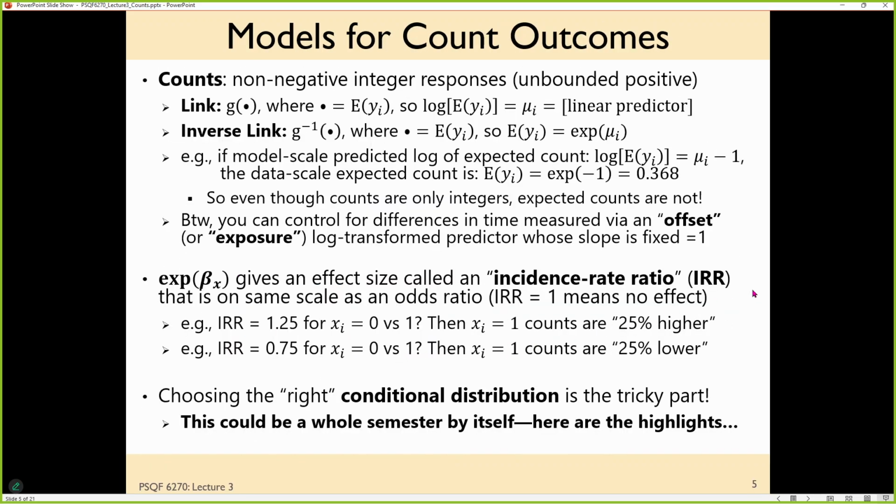How are we doing so far, folks? So we're using logs to predict expected counts and keep them positive. We are not log transforming the data. We're log transforming the mean to be expected. Just like we didn't logit transform zeros and ones, we logit transformed the probability of getting a 1.